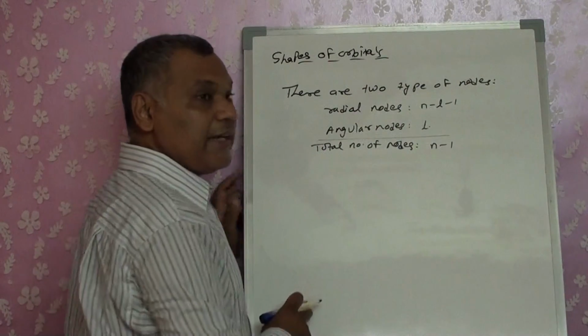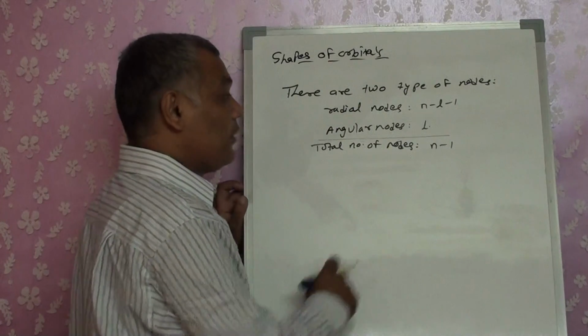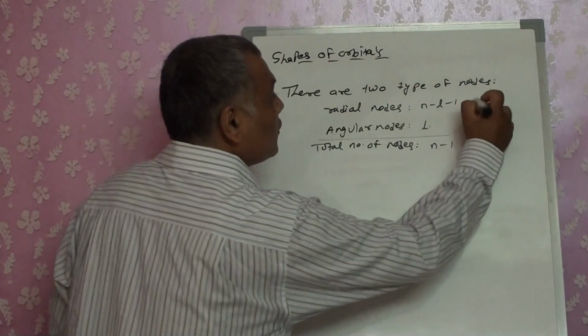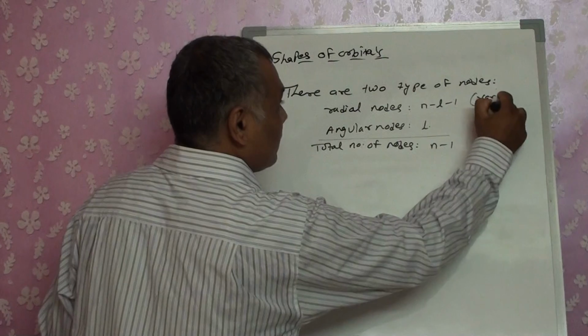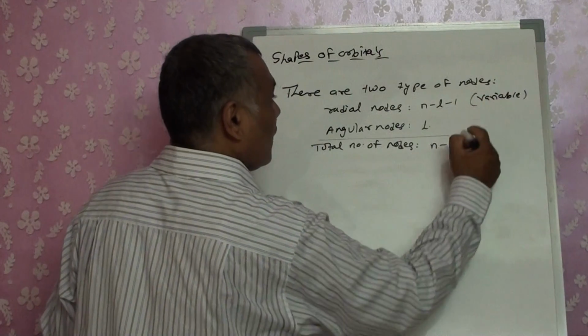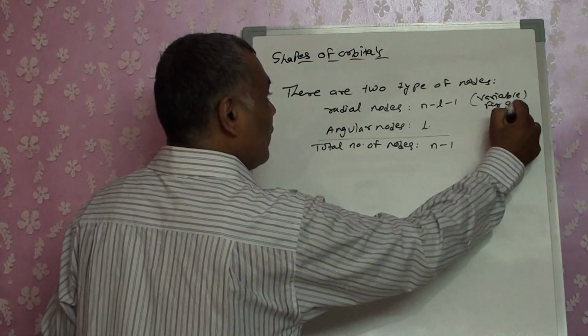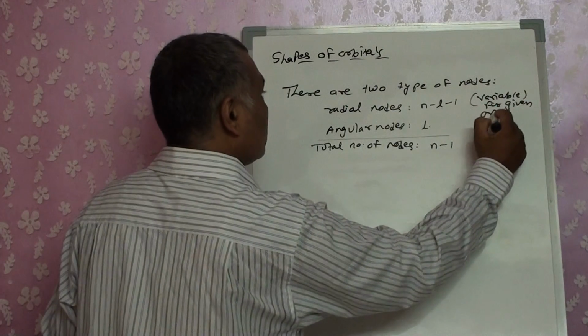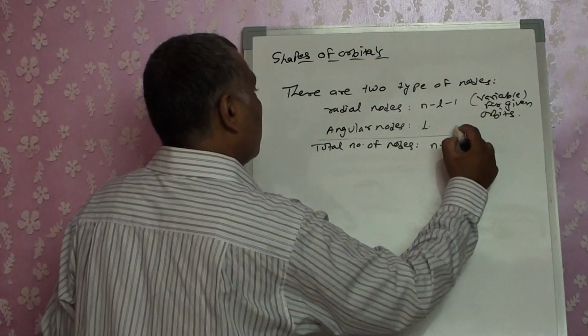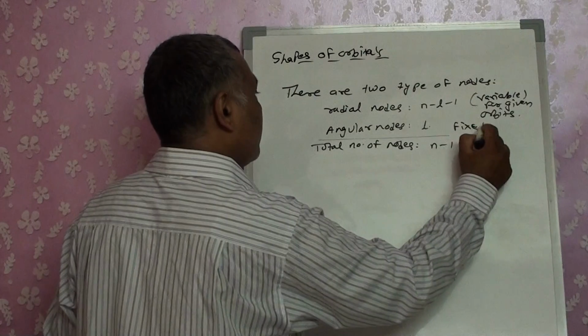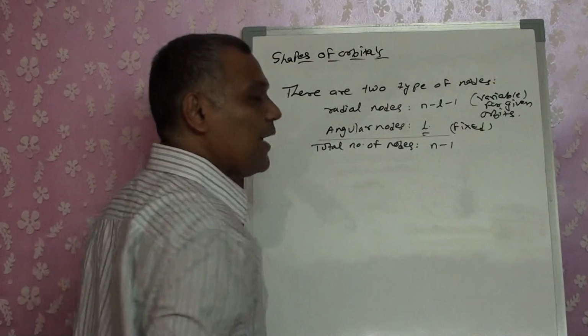Radial nodes, these values are variable for given orbits. These are fixed because its value is l.